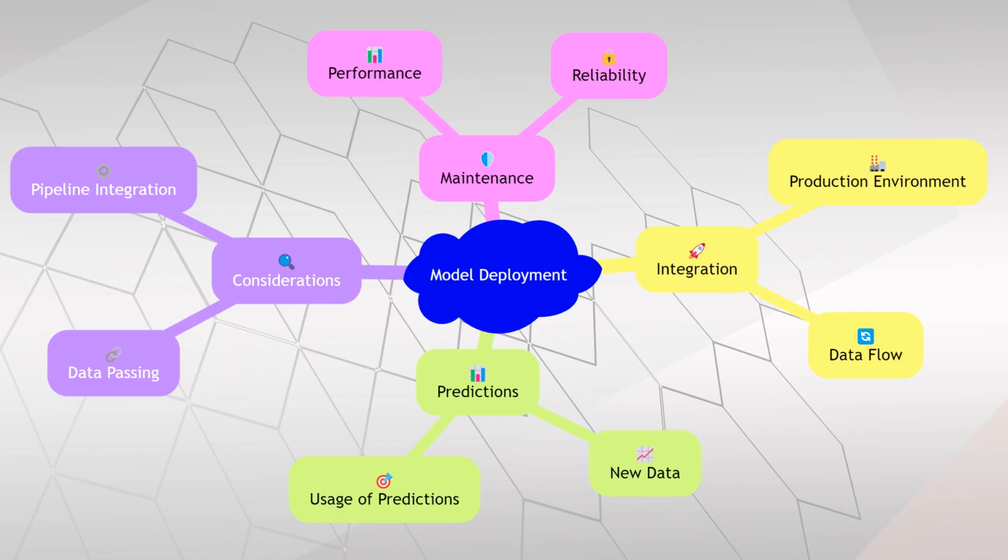Once the model has been trained and evaluated, it is ready for deployment. Model deployment involves integrating the model into a production environment where it can make predictions on new data. This step requires careful consideration of how data will be passed to the model and how the model's predictions will be used. Ensuring that data is correctly passed between the deployment step and the rest of the pipeline is essential for maintaining the model's performance and reliability.